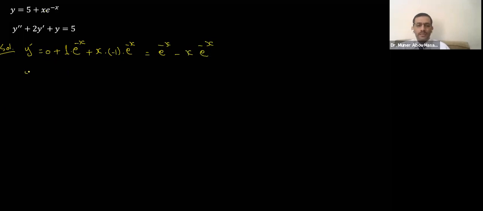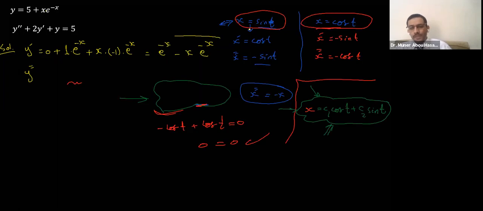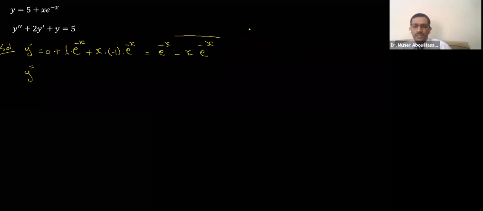Now let me find the second derivative. Professor, why should I find the second derivative? Because I have y double prime in my equation, and I'm going to plug it into my equation. Now I need y double prime, and this is your function, so you need to differentiate this.